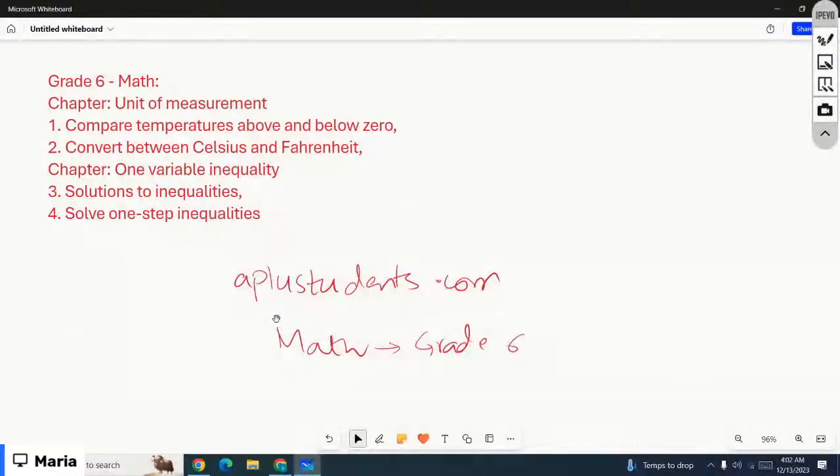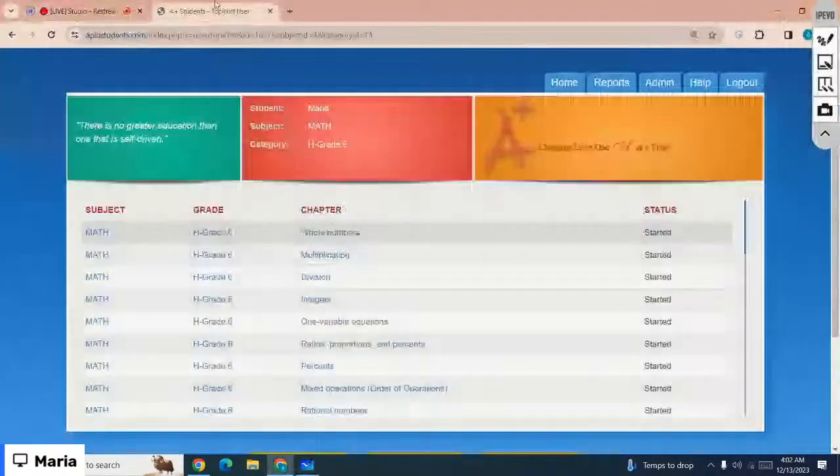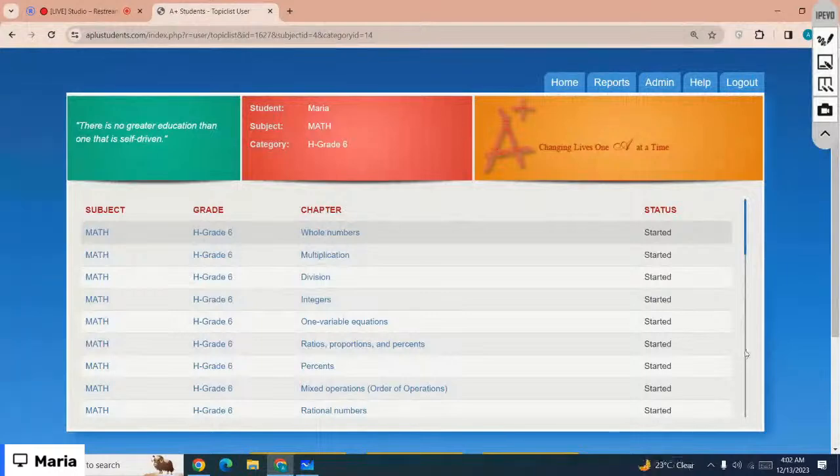One step inequalities. Why is it still showing the grade 5 lesson name? Here it is grade 6. What's wrong with this one? I'm on grade 6 math. Let's just start with the lesson unit of measurement.